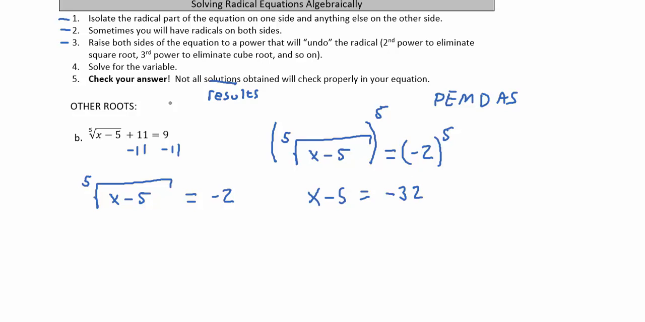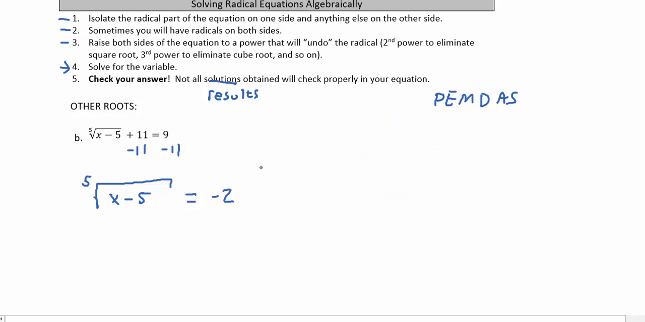So now I need to do step 4, which is solve for the variable. Since x isn't by itself over here, technically we have some solving to do. There's a minus 5, so we'll do the inverse operation, which is adding 5. And I get that negative 32 plus 5 is negative 27. So I'm going to back up and plug it in and see what happens. Let me take my original equation and replace x with the result that we got, which was negative 27.